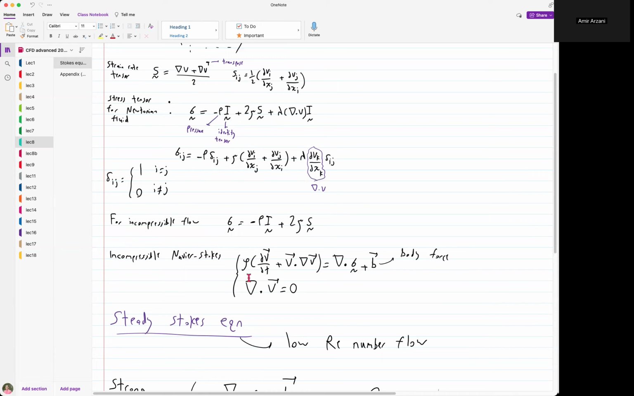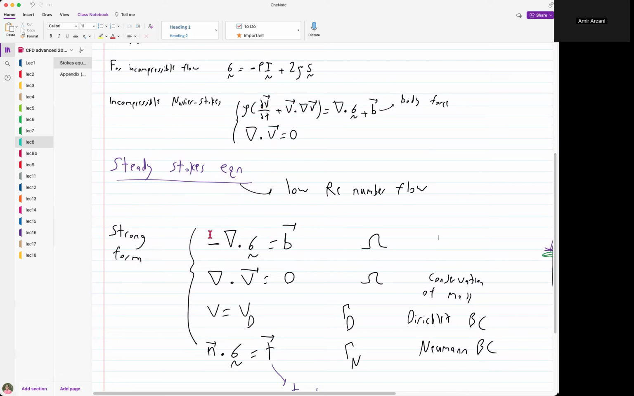So we have these incompressible Navier-Stokes equations that you see here. We have the conservation of momentum, or F equals ma. And then we have the conservation of mass, which says that the divergence of velocity is equal to zero. So for steady Stokes equations, so low Reynolds number flows, we assume the flow is steady, so we don't have partial t, and we also don't have the inertial term. So we have divergence of sigma that's balanced by external body forces. So that's our momentum equation, if you like. And then we have conservation of mass, divergence of velocity equals zero.